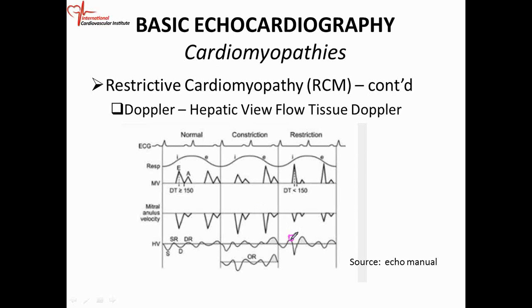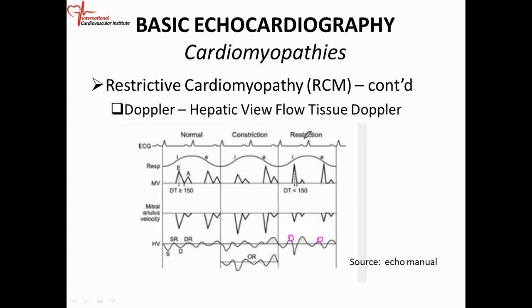So we say in restrictive physiology, you have diastolic flow reversal. This right here is another diastolic component, which is reversed in restrictive cardiomyopathy. What we're saying is in inspiration, this diastolic flow reversal is greater than in expiration. Okay? You have your systolic component, diastolic. But in inspiration, it's increased. Okay?